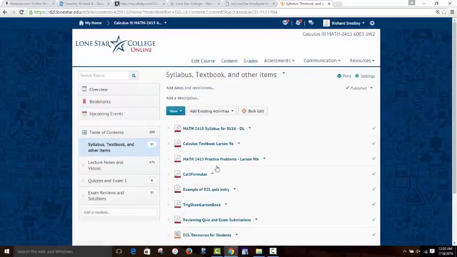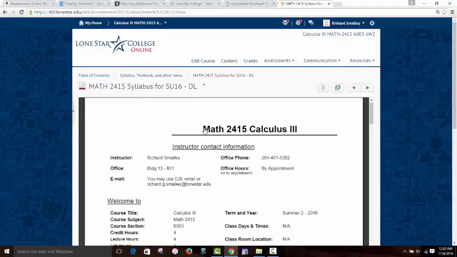So let's go into the syllabus. Okay, let's look at the first page. Hopefully I don't have any typos. Sometimes I'll have a typo on these things.